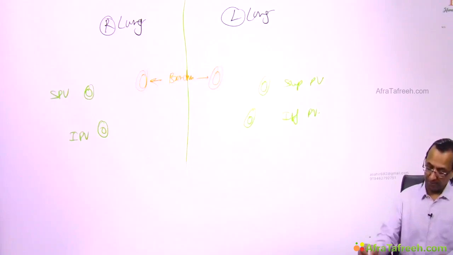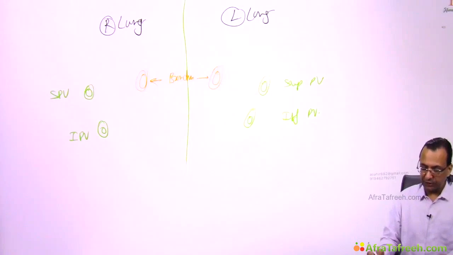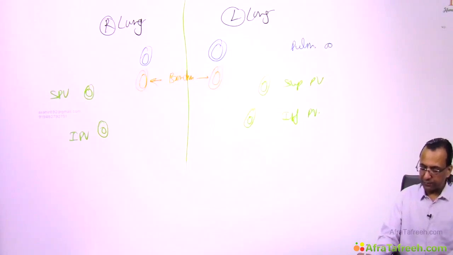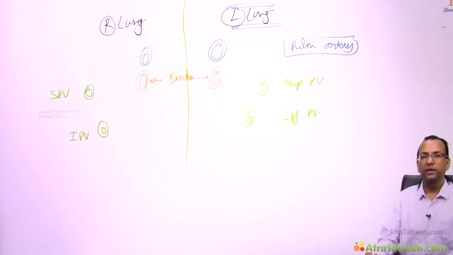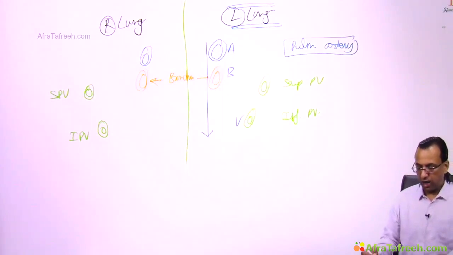Now what about the artery? You will see that the arrangement of structures is such that the pulmonary artery is more superior. This is the left lung. The arrangement is that there is the artery, then the bronchus, and then the vein. So from superior to inferior, there is artery, then bronchus, and vein.